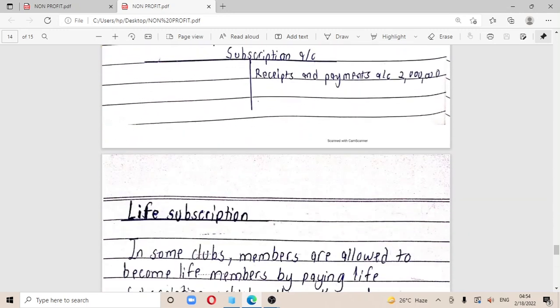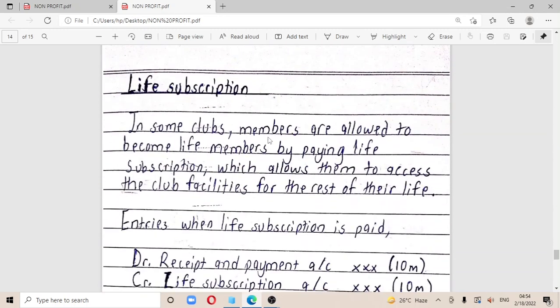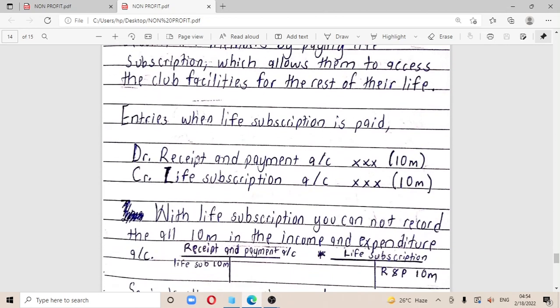So having known that, we also have life insurance. With life insurance, in some clubs, members are allowed to become life members by paying life subscription, which allows them to access the club facilities for the rest of their life. So what is the entry when life insurance is paid? You're going to debit the receipt and payment account, let's say maybe 10 million, and you credit the life insurance subscription account with 10 million.